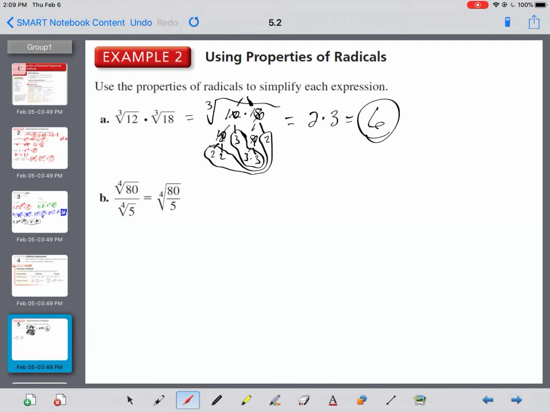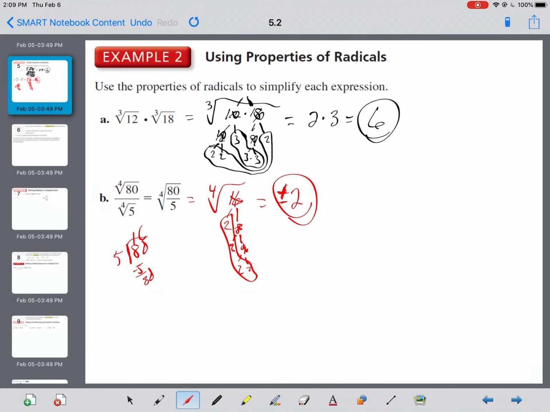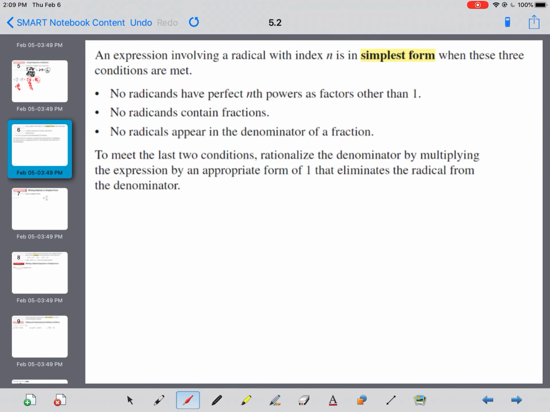Now, let's look at the next one. The 4th root of 80 divided by the 4th root of 5. They've given you a little clue here. Turn it into the 4th root of 80 divided by 5, which is the 4th root of 16. 2 and 8, 2 and 4, 2 and 2, four 2s. So the fourth root is 2. And technically you'd say plus or minus, but you're probably only worrying about the plus version when you're simplifying. But if it's solving, remember it's plus and minus.